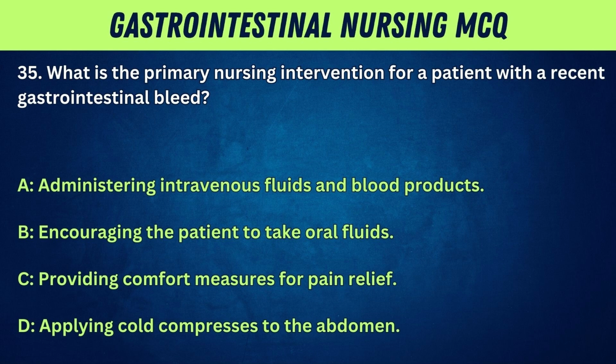35. What is the primary nursing intervention for a patient with a recent gastrointestinal bleed? A. Administering intravenous fluids and blood products. B. Encouraging the patient to take oral fluids. C. Providing comfort measures for pain relief. D. Applying cold compresses to the abdomen.